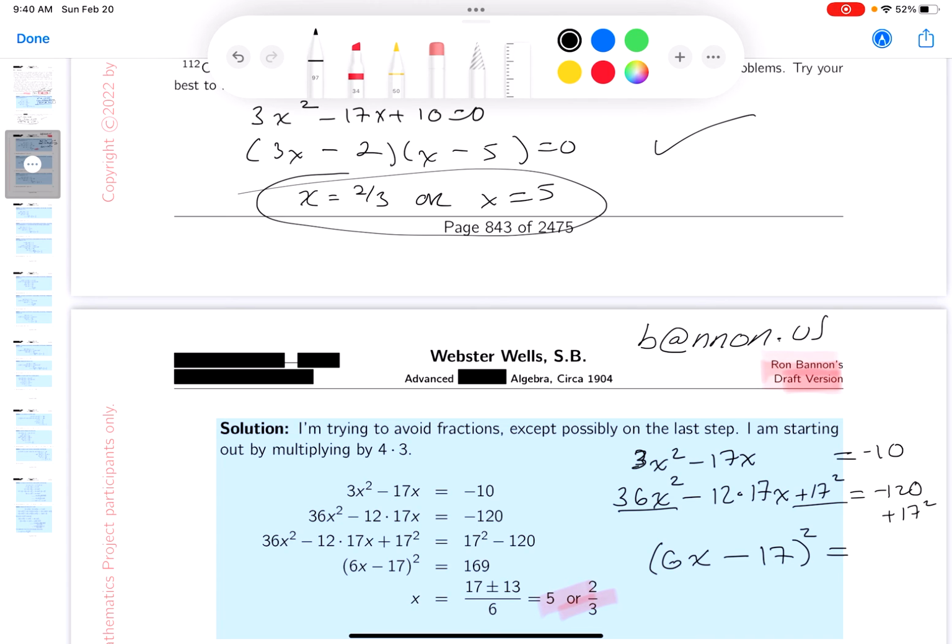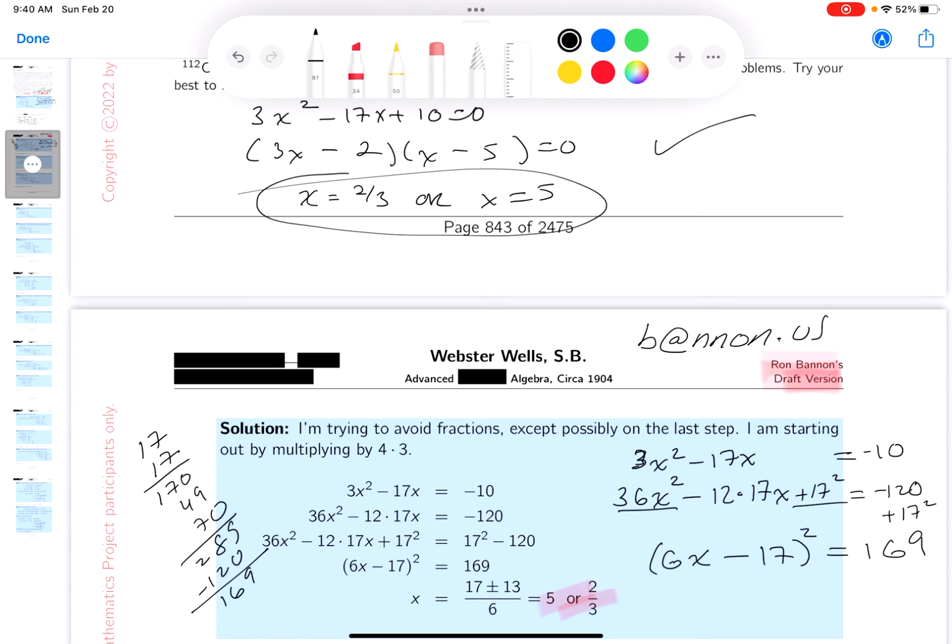All right? Here comes my trouble. I got to do this over here, which, I got to do 17 squared now. Again, 10 times 17 is 170. 7 times 7 is 49. And 7 times 10 is 70. That's 289. And 289 minus 120, so much more arithmetic, is going to be 169.